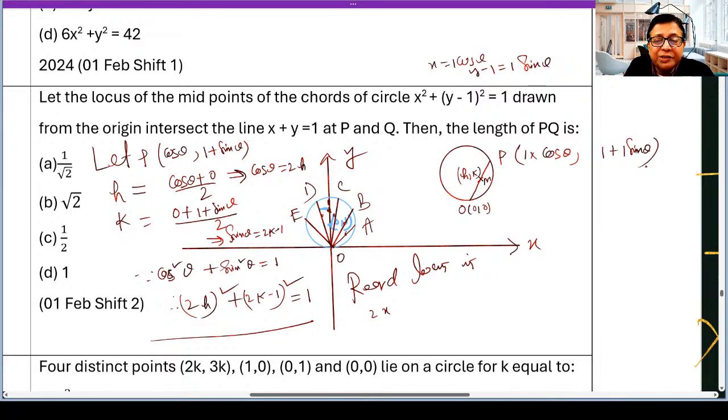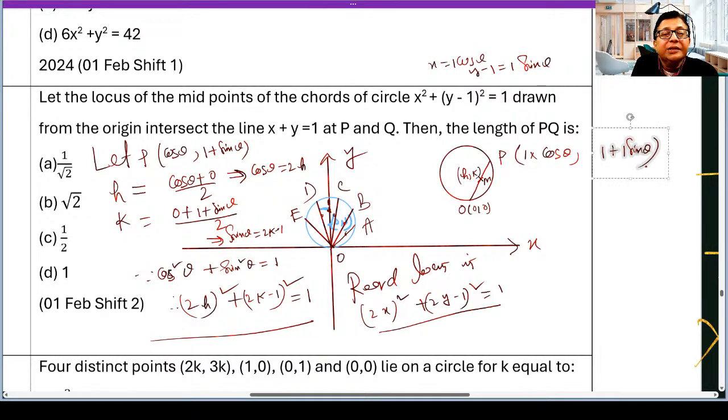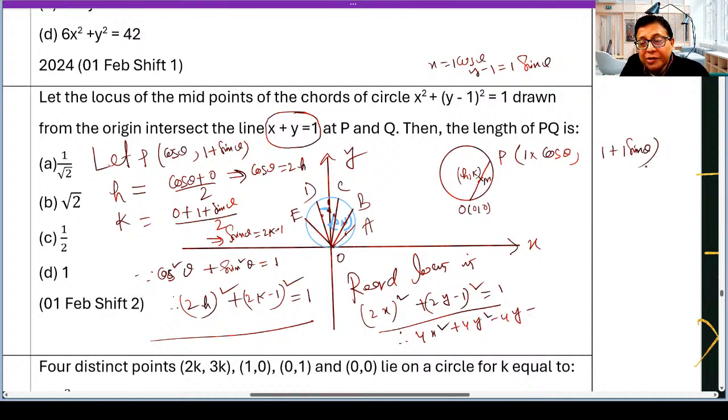Okay? So the required locus is what? 2y minus 1 whole squared equal to 1. This is the locus. They have given that this locus will be intersecting this line at P and Q. This locus is obviously a circle. You just simplify: 4x squared plus 4y squared minus 4y equal to 0. So x squared plus y squared minus y equal to 0 is the locus of the midpoint, which is a circle.